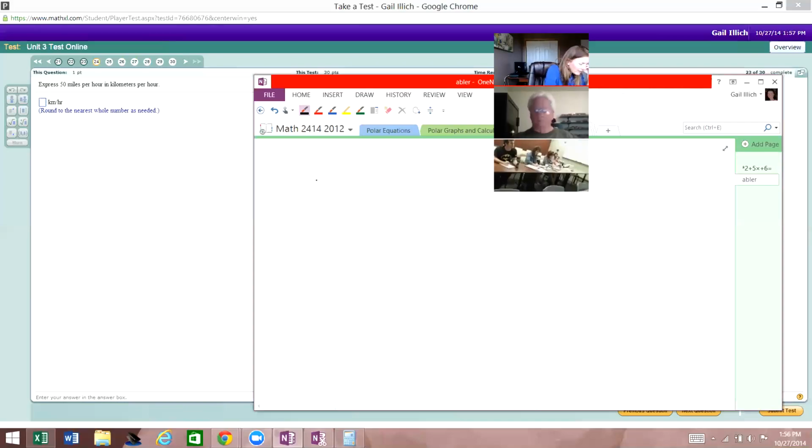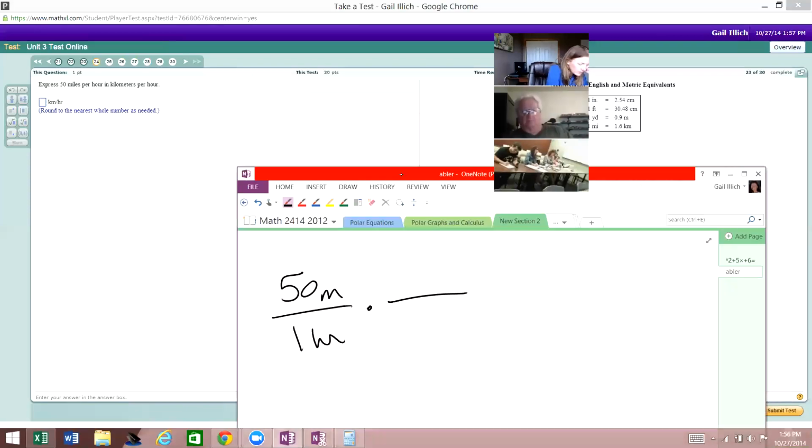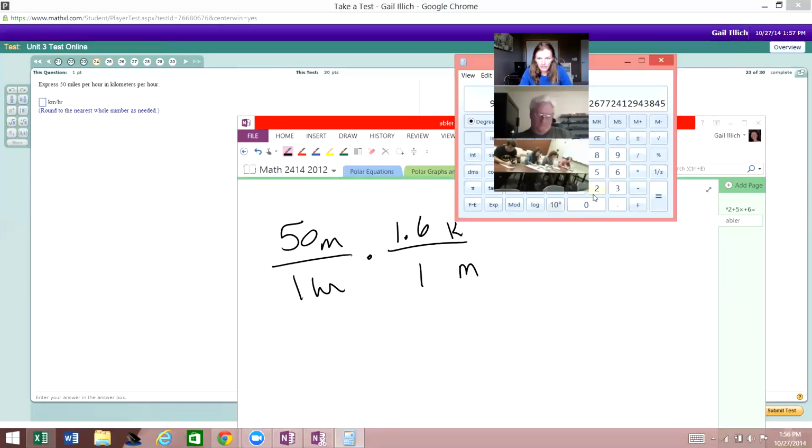All right, so we have 50 miles in 1 hour times. Want to go to kilometers? So we want to cancel our miles and get to kilometers, and there are 1.6 kilometers in 1 mile. So all we have to do is 50 times 1.6. 80. That's a nice number.